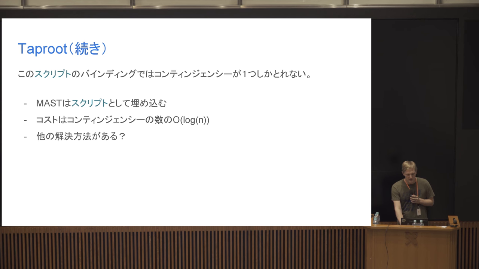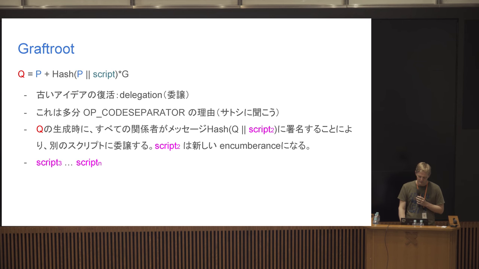So the downside here is that the binding to the script means there can only be one contingency. If you want additional contingencies, you have to embed them in a Merkleized abstract syntax tree to have further revelations. But again, for each contingency that you have, the cost increases, it should be n log n. So there might be another way to solve this, which was kind of a revival of an old idea of delegation.